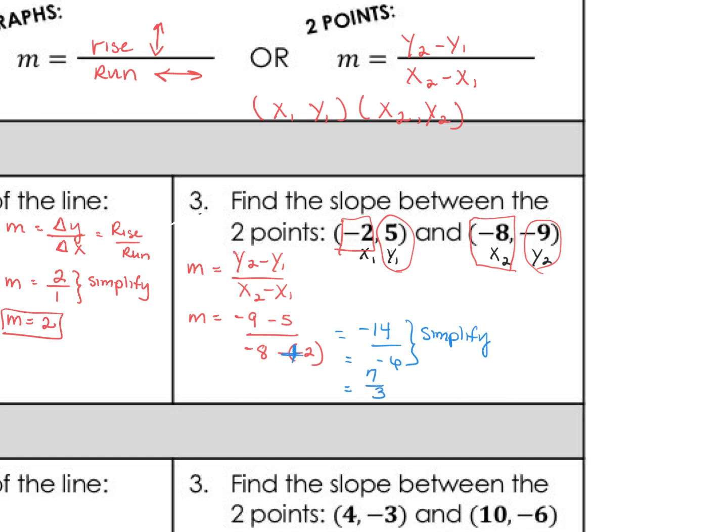We simplified, just in case you forgot, by dividing top and bottom by the same number. So I'm going to divide by 2 and divide by 2. Negative 14 divided by 2 is negative 7. And negative 6 divided by 2 is negative 3. And we know that when we divide two negatives, we end up with a positive. So the slope is a positive slope of 7 over 3.